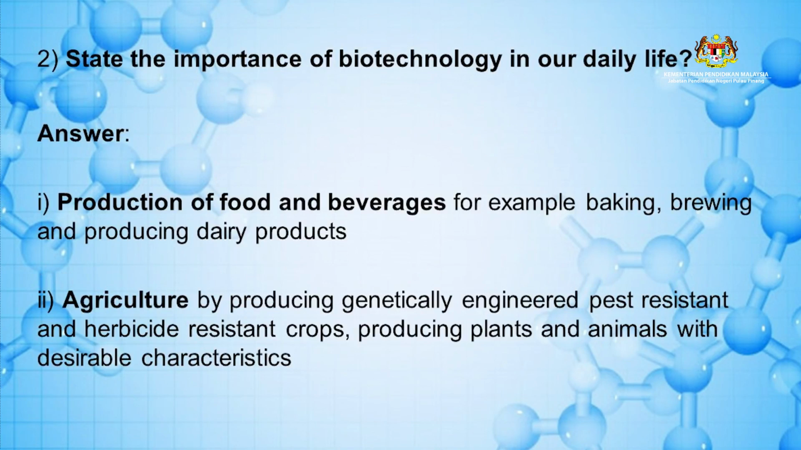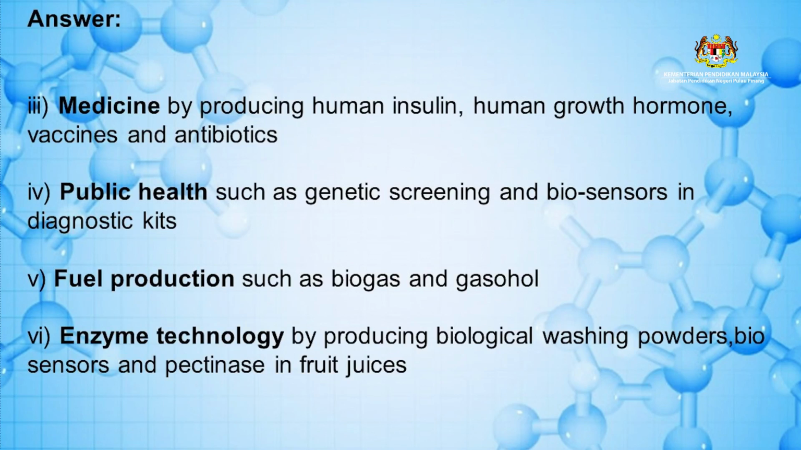Okay, we have quite a number of answers here. You only need to choose any 3 points. The first is productions of food and beverages, for example, baking, brewing, and producing dairy products. The second, agriculture, by producing genetically engineered pest-resistant and herbicide-resistant crops, producing plants and animals with desirable characteristics. Number 3, medicine, by producing human insulin, human growth hormones, vaccines, and antibiotics. 4, public health, such as genetic screening and biosensors in diagnostic kits.